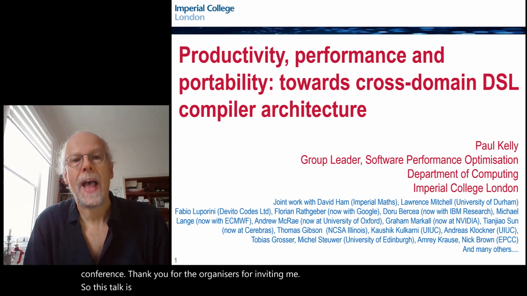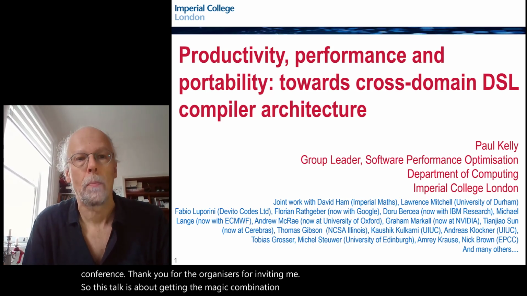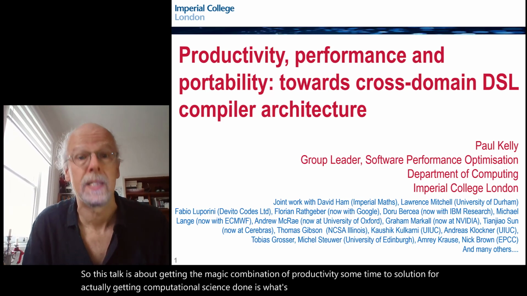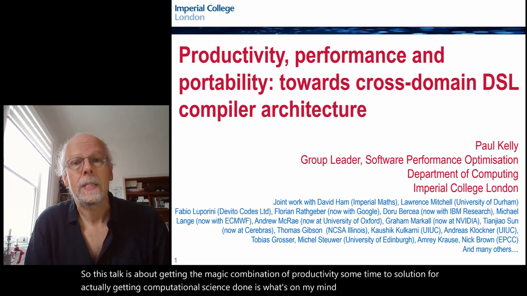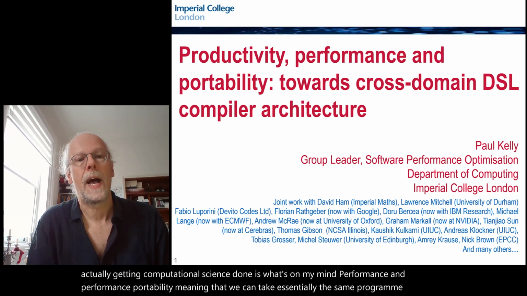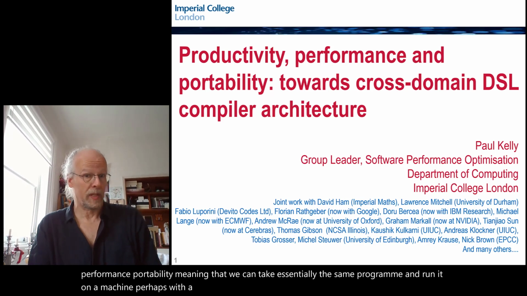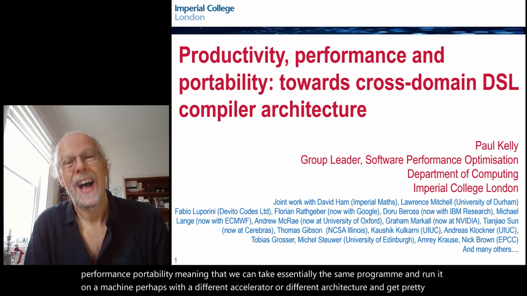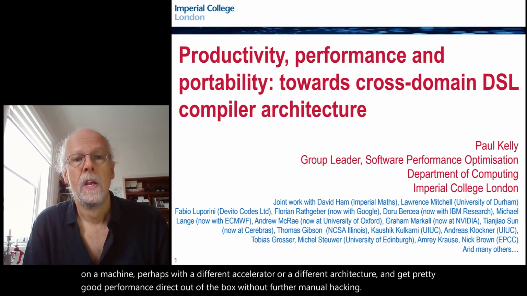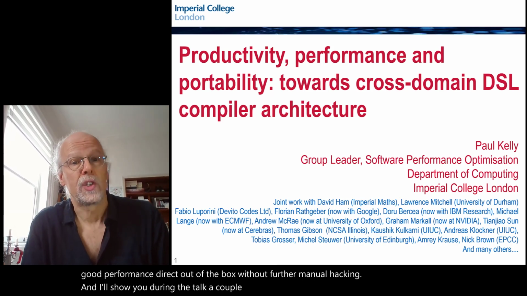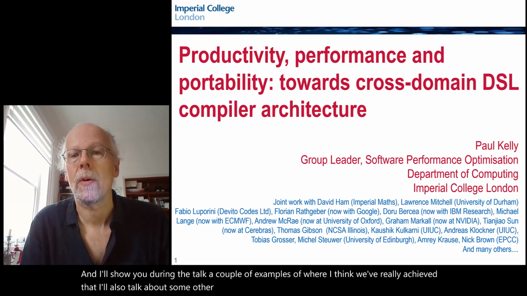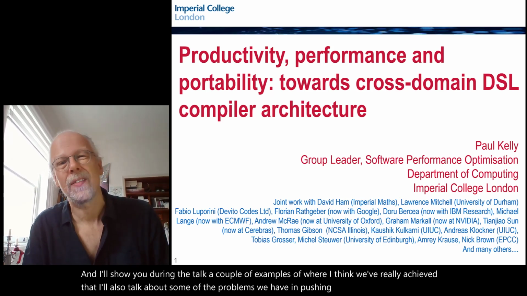This talk is about getting the magic combination of productivity, so time to solution for actually getting computational science done is what's on my mind, performance, and performance portability, meaning that we can take essentially the same program and run it on a machine perhaps with a different accelerator or a different architecture and get pretty good performance direct out of the box without further manual hacking. I'll show you during the talk a couple of examples of where I think we've really achieved that. I'll also talk about some of the problems we have in pushing that solution.